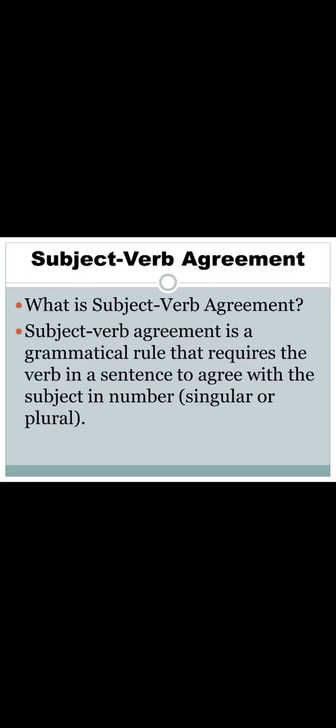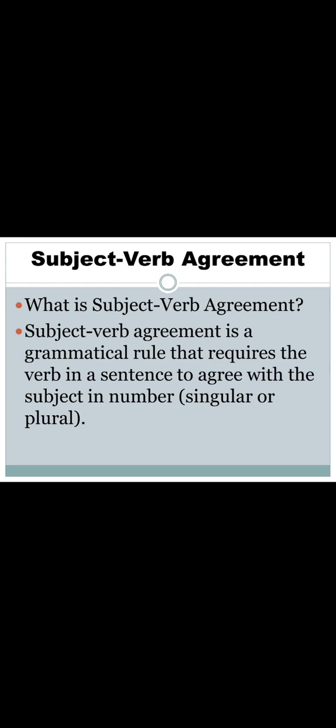For example, if the subject is singular, the verb must be in singular. And if the subject is plural, the verb must be in the plural form. So that is called the subject verb agreement.